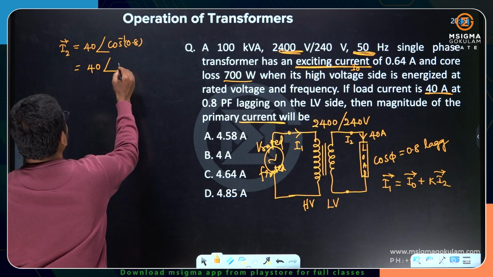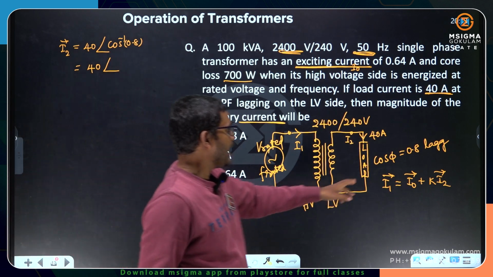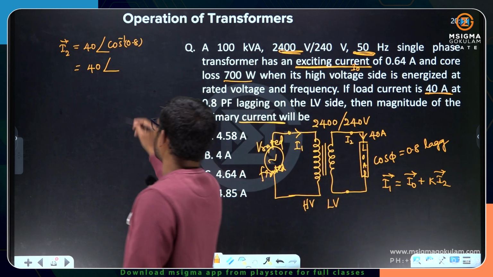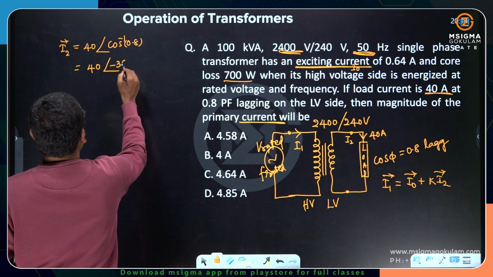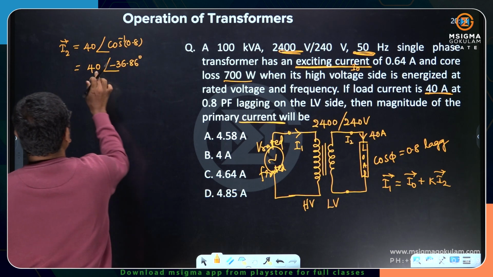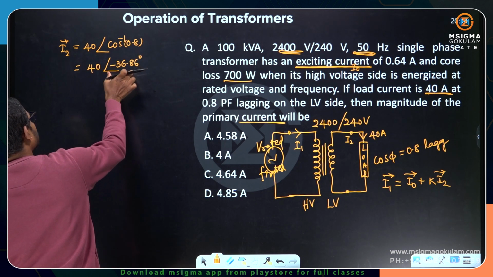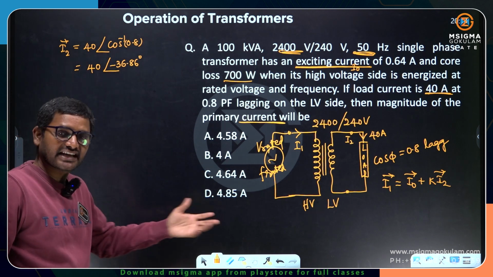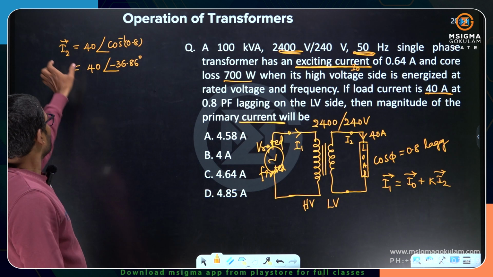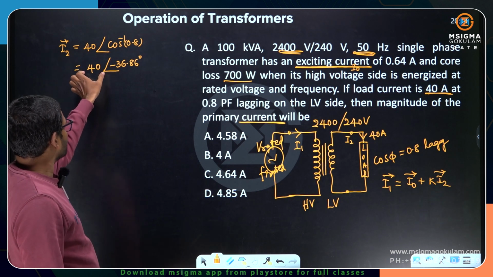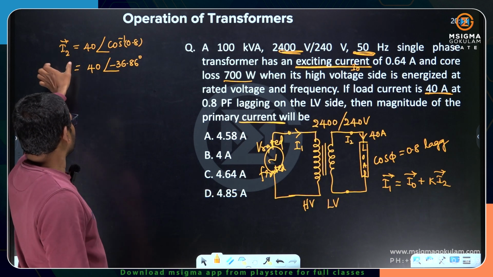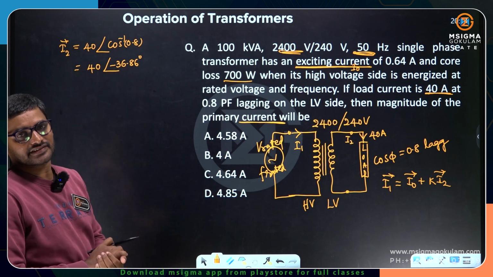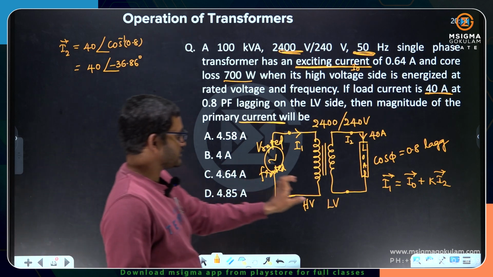So 40 at an angle 36.86. How can I write? As it is a lagging load, I have to write it as minus 36.86. Be careful, it is minus 36.86. So this current lags with respect to voltage by 36.86 degrees. Which voltage? Secondary voltage or secondary EMF. This load current lags the load voltage by 36.86 degrees. Okay, I have got this I2 magnitude.